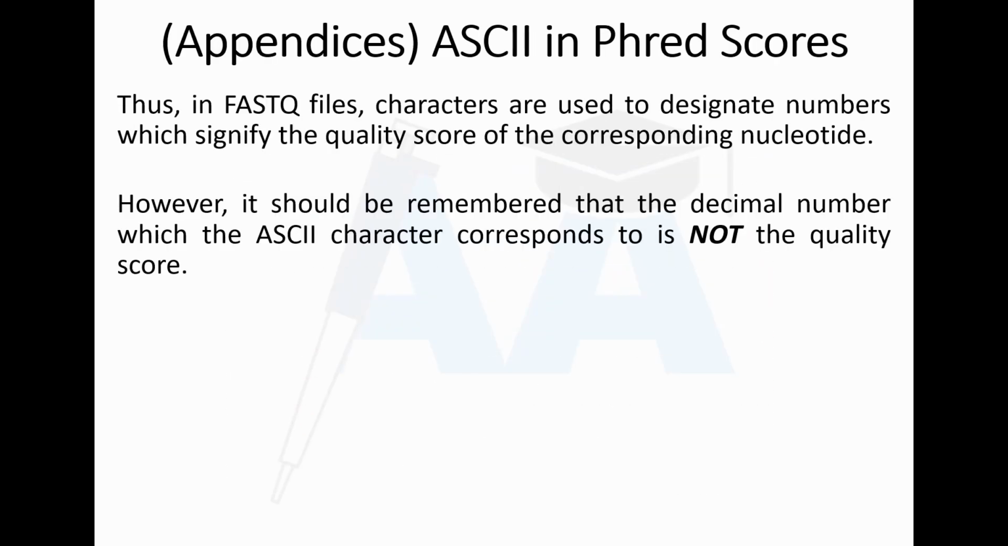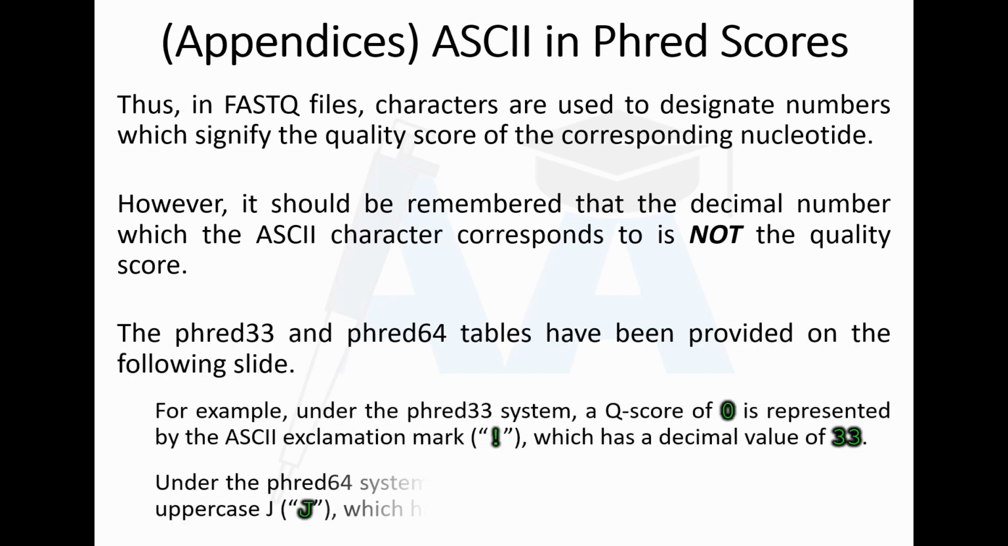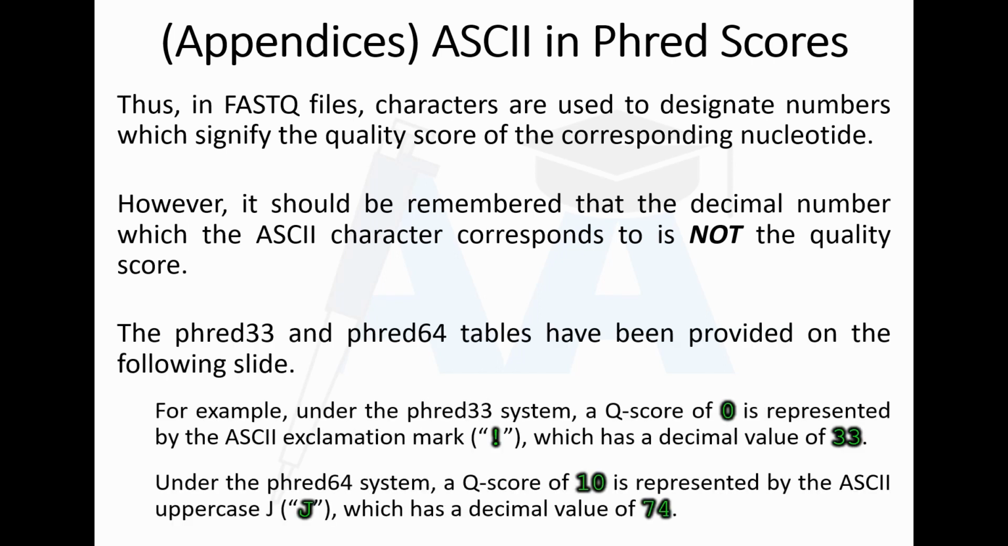And now, at last, we can talk about Phred scores in FASTQ files. As stated earlier, FASTQ files use a single ASCII character for each nucleotide to designate the corresponding quality score. Similar to an ASCII table, there are two Phred tables which tell us the corresponding quality score for each ASCII character.